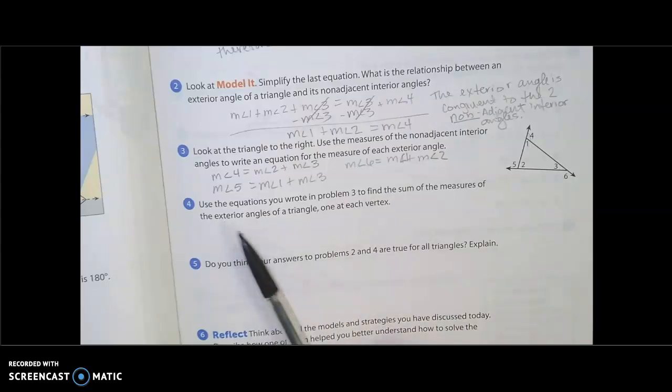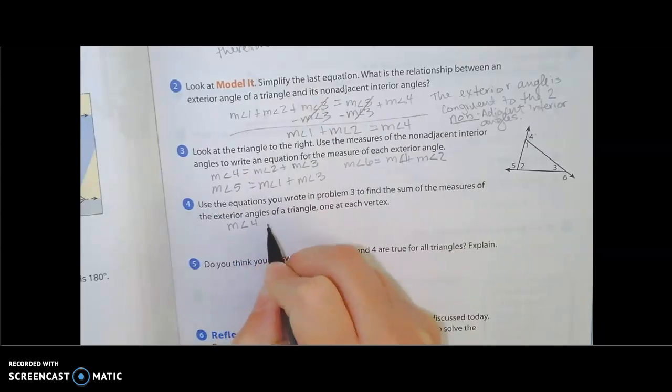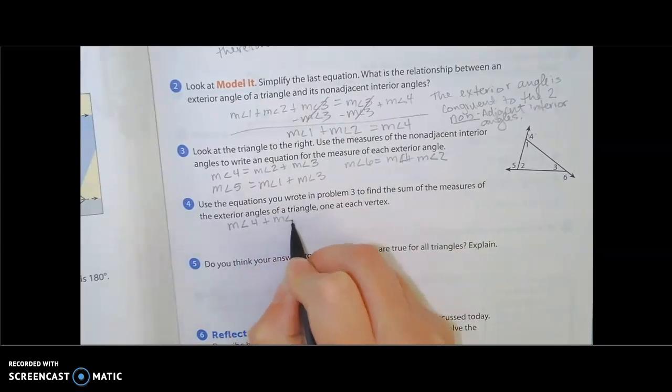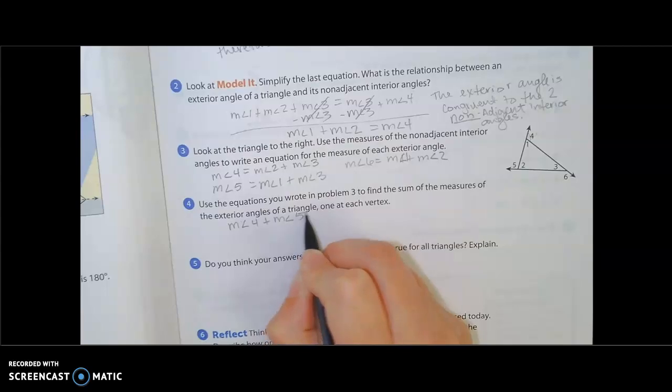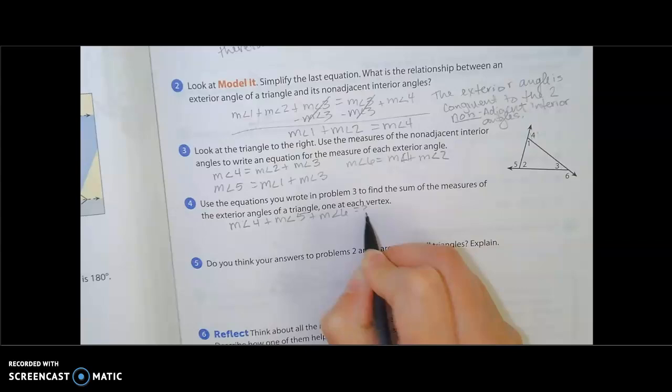Next question. Use the equations you wrote on problem 3 to find the sum of the measures of the exterior angles of a triangle, 1 at each vertex. So here we have 1 at each vertex. And what it's wanting me to do is find the sum. So I'm finding the sum of the measure of angle 4 plus the measure of angle 5 plus the measure of angle 6. And we need to figure out what does it equal.